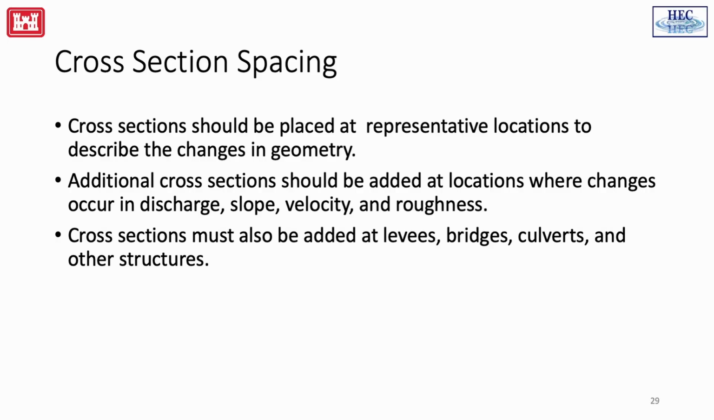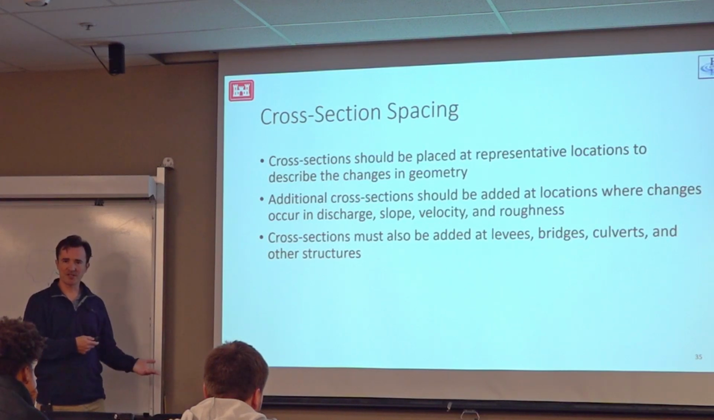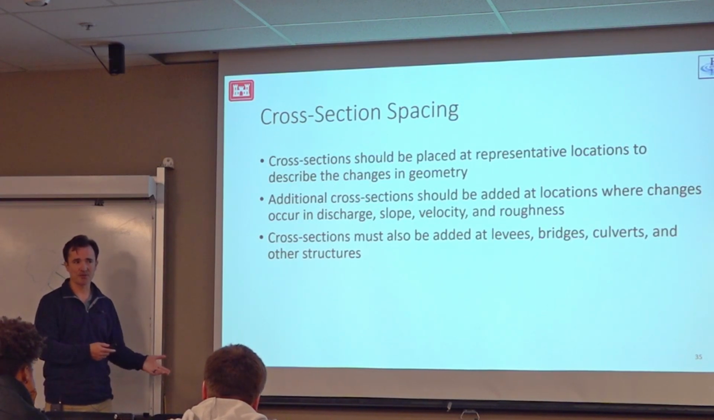Cross-section spacing. The cross-sections should be spaced in order to capture the changes in your geometry. So places where you have contractions or expansions, you need a finer resolution. Places where your slope changes, then you need cross-sections there. It's not just the geometry though, it's a function of your hydraulics. In places where your hydraulics are changing rapidly, you need more resolution in your cross-sections there. If you have a good feel for what your solution is going to be, then you can include that in your initial geometry from the beginning.